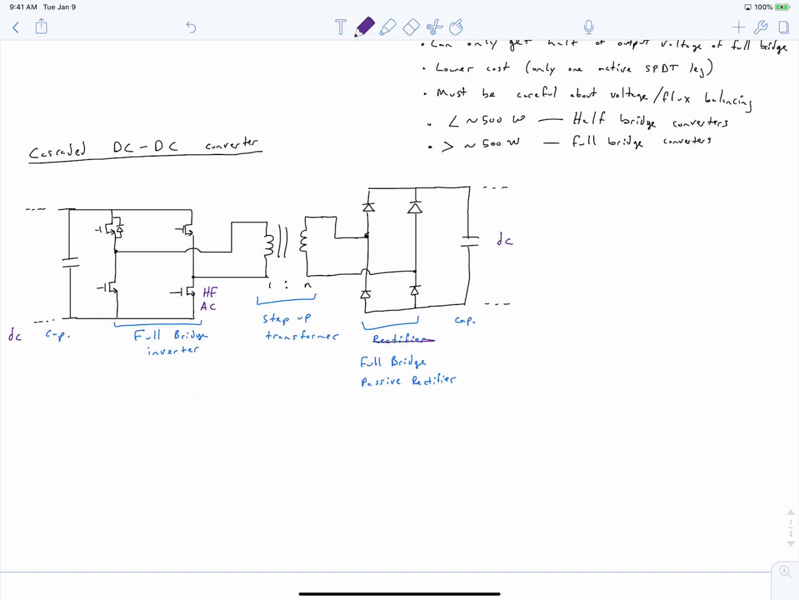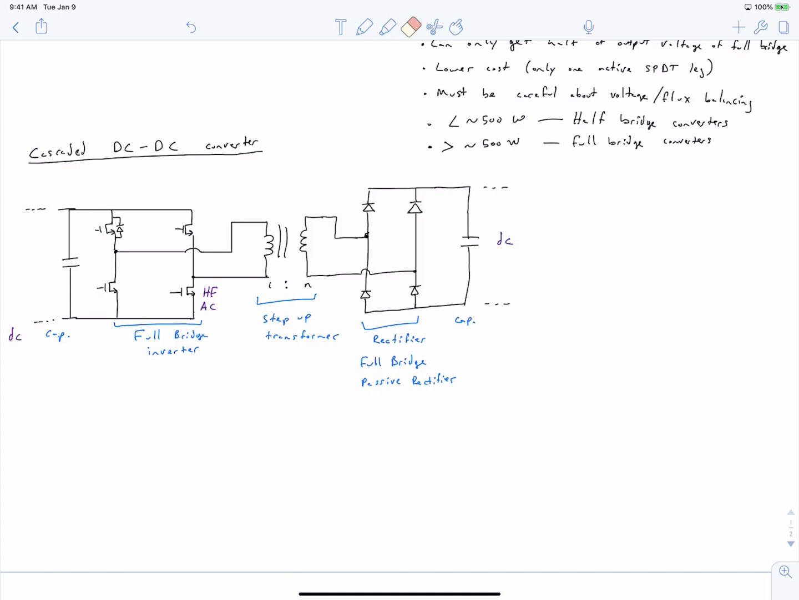And then our rectifier, while we've sketched this as a full wave rectifier or a full bridge rectifier, we've sketched it as a passive full bridge rectifier. We could have made this an active rectifier. We could have had it be a half bridge rectifier. So you can see that there's many different options for how you implement this circuit.